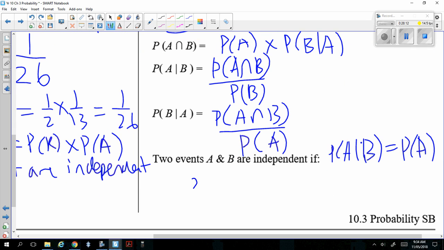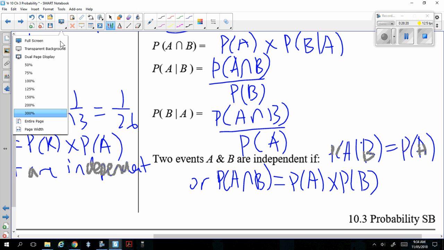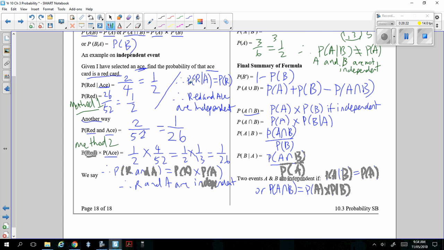This is the summary, so let me draw a box around it. Make sure you look at this formula. We'll spend half an hour on that. Then you have to do catch-up work today, and we'll start a new topic.